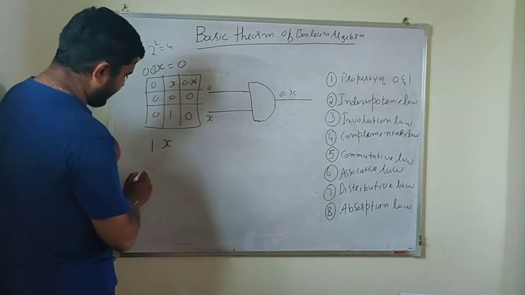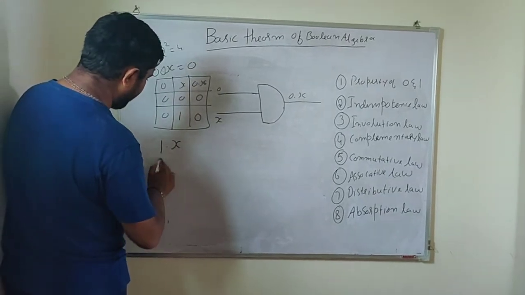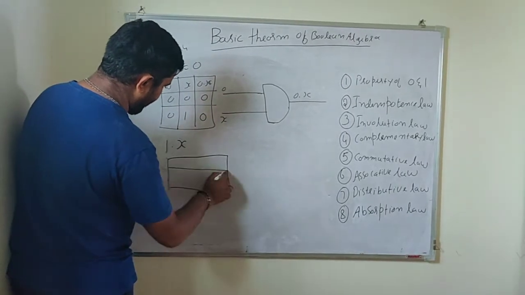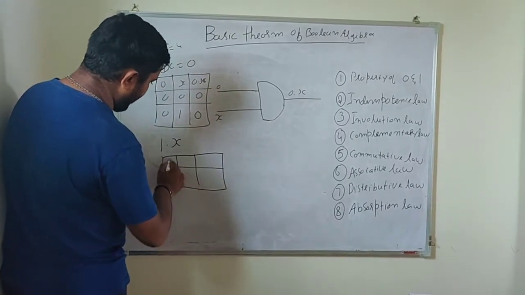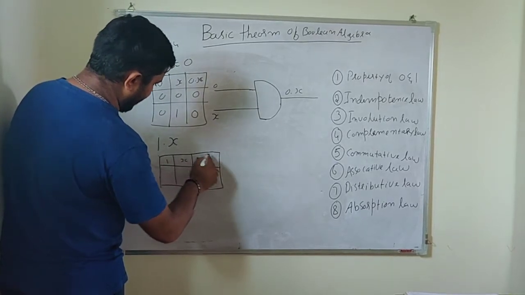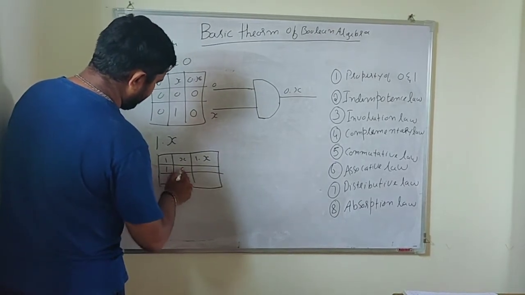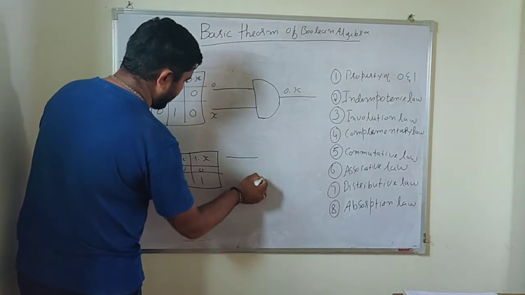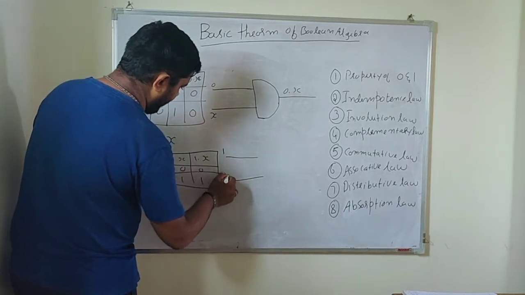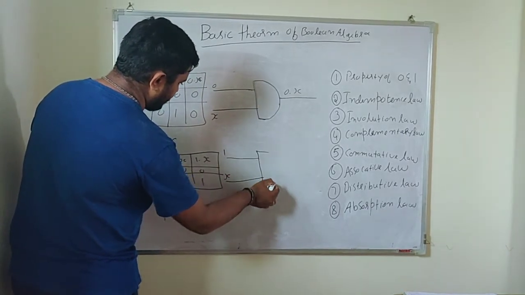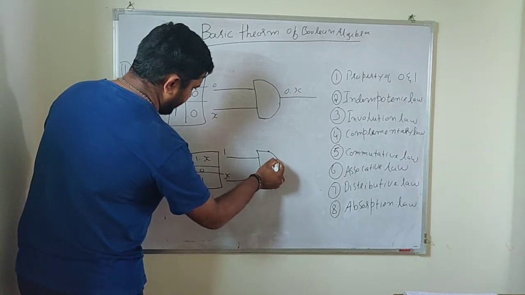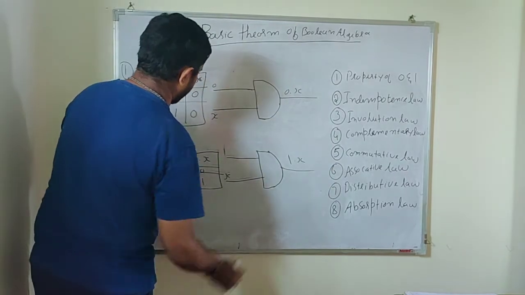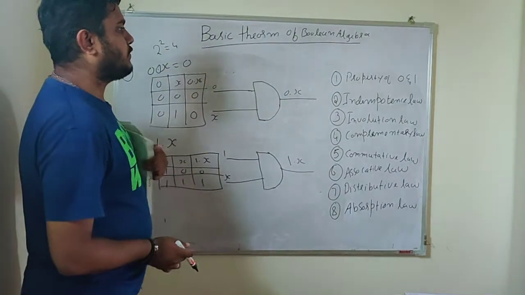So next is 1 into x. So what happens now? So you get the value, first the truth table. So 1, x, 1 into x. So now first 1 into 0 is 0. 1 into 1 is 1. So how do you write the truth table logical gate for this? 1 and x. So AND gate representation. You get 1 into x.